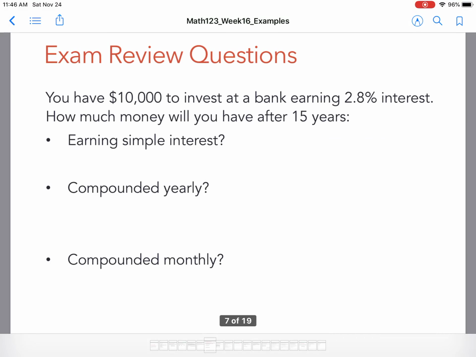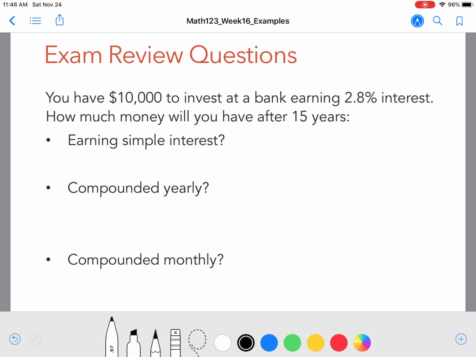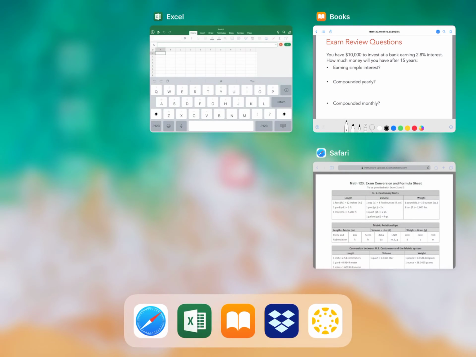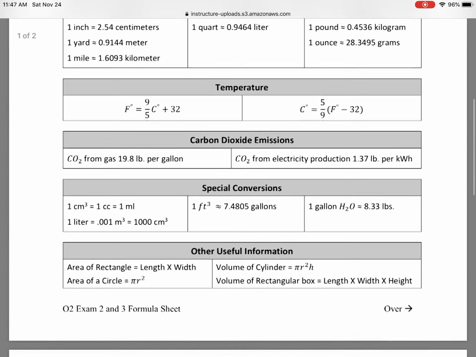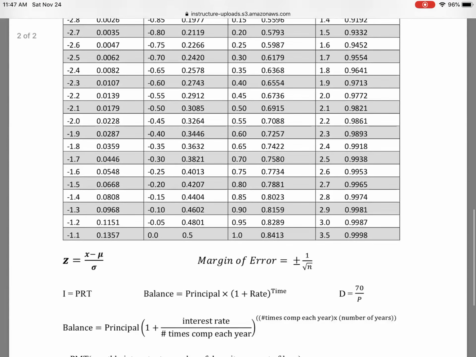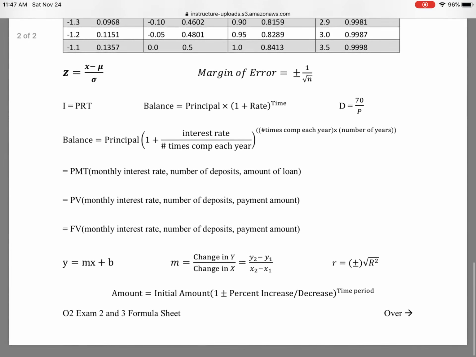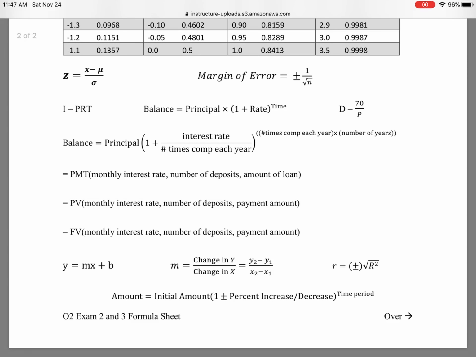So, okay. So you have $10,000 to invest at a bank earning 2.8% interest. How much money will you have after 15 years? And this asks you about simple interest, compound interest. So in this case, I'm actually going to show you guys real quick. We have our formula sheet, okay? So I don't think we've used any of these yet or needed to use any of these yet. But down kind of at the bottom here, we have 3 formulas that are going to be helpful.